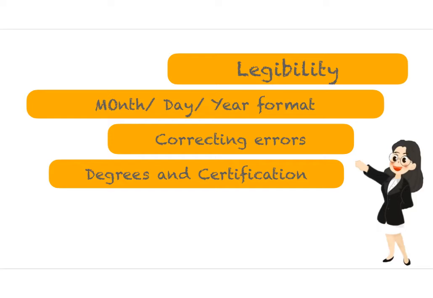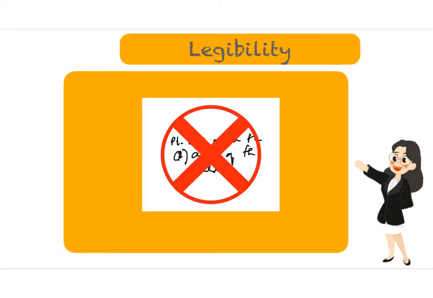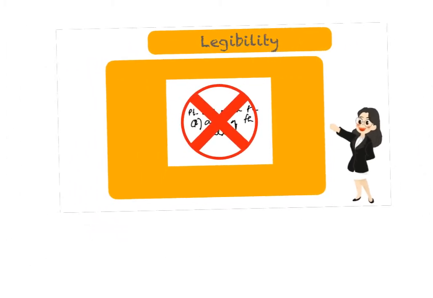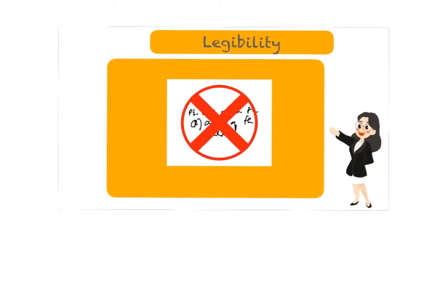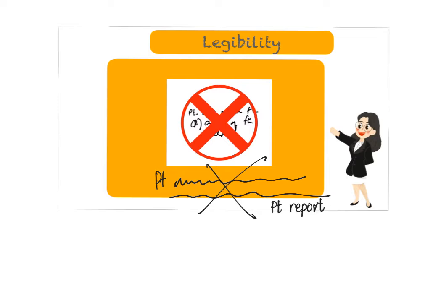Okay, next thing that you need to consider is the legibility of your writing. It means your handwriting should be clear, readable, legible. So you do not write this way because you are in a hurry, patient reports. No, not this way. You should write legibly. It should be readable. Patient reports pain, and so on. Okay?